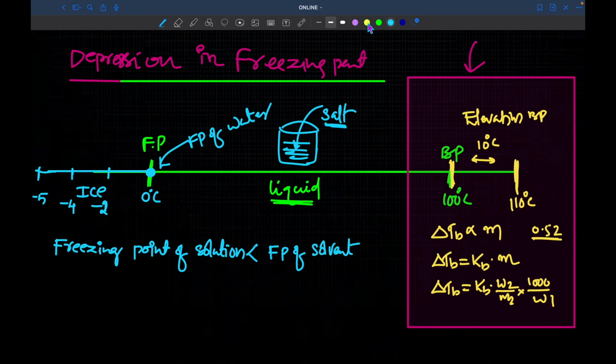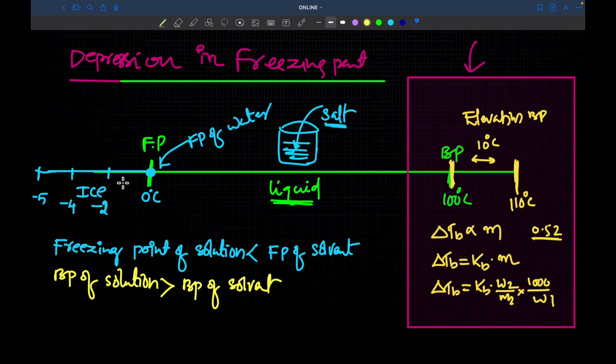Here, what did we see? The boiling point of solution is greater than the boiling point of pure solvent. So this is what we have seen here.